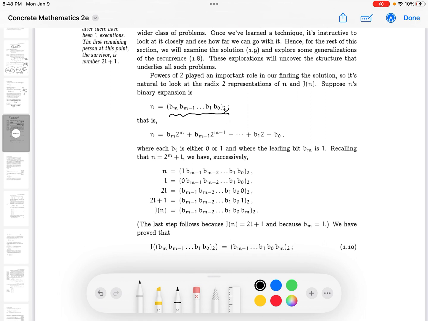This by expansion is exactly the same as n is equal to bm times 2 to the power of m plus bm minus 1 times 2 to the power of m minus 1, all the way down to b0, where there is 2 to the power of 0, which is 1. Basically each bi is either 0 or 1, and the leading bit bm is 1.